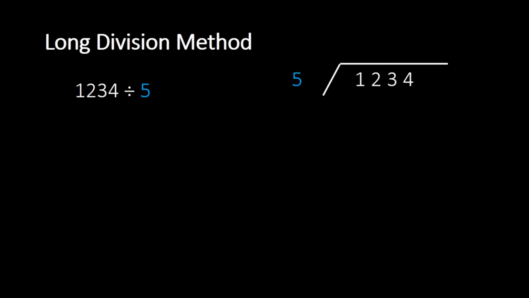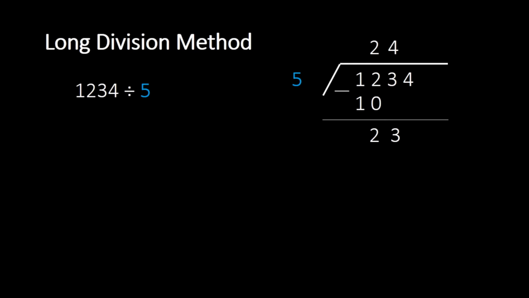So for this, we are going to take one digit at a time and divide it by 5. Since 1 is too small to be divided by 5, we'll begin with 1 and 2. So there are 2 5s in 12, so we'll write down 2 on top and multiply that with 5 to get 10, which we are going to subtract from 12. So when we subtract that, we'll get 2, and then we can bring down the next digit, which is 3.